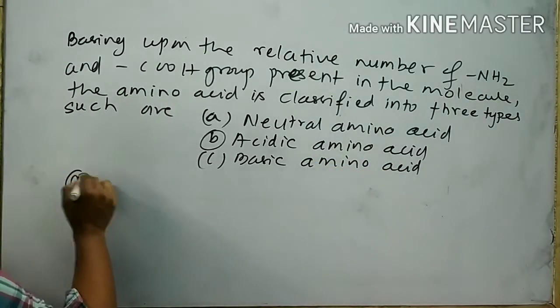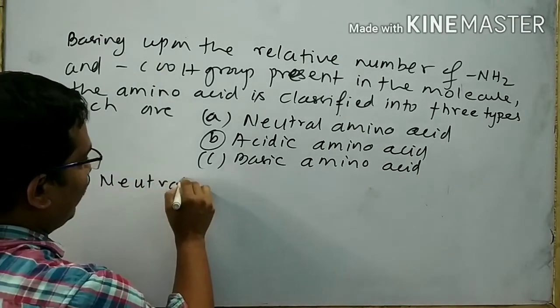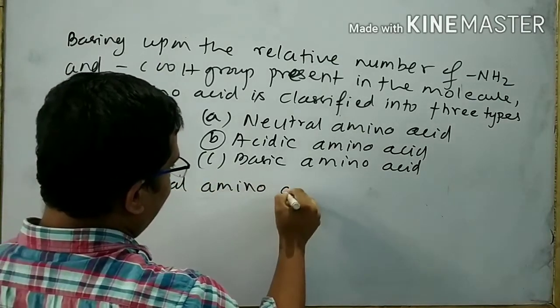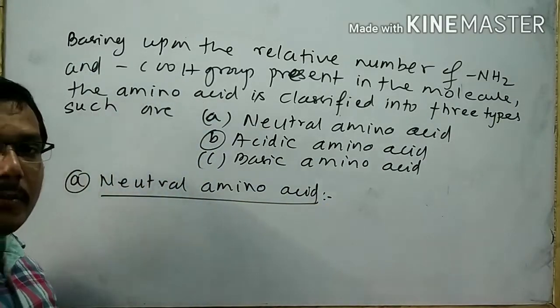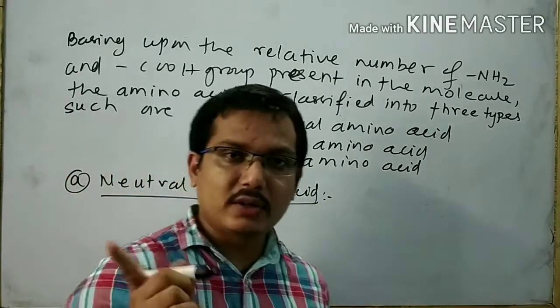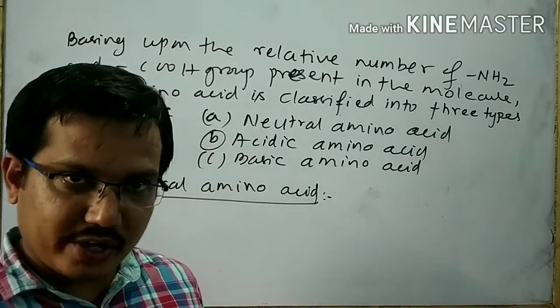At first, I will discuss the neutral amino acid. In a neutral amino acid, the number of NH2 groups is equal to the number of COOH groups.